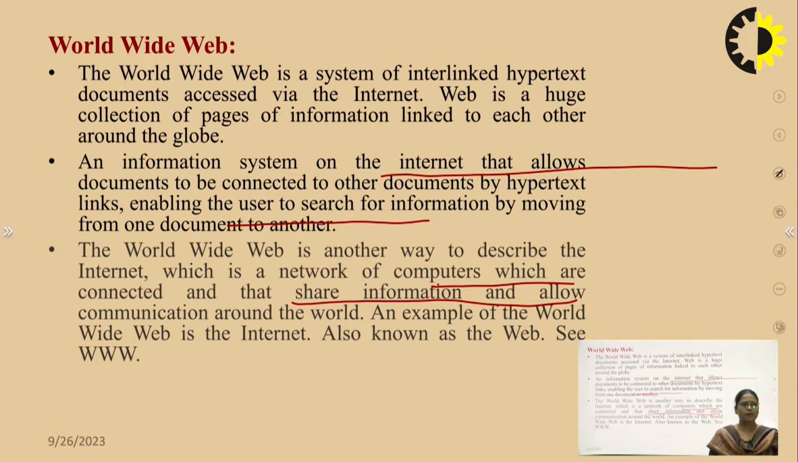For example, the World Wide Web is on the internet, and in short we call it WWW. So, basically we can say that the World Wide Web is a system through which we can access multiple interlinked hypertext documents through the internet.